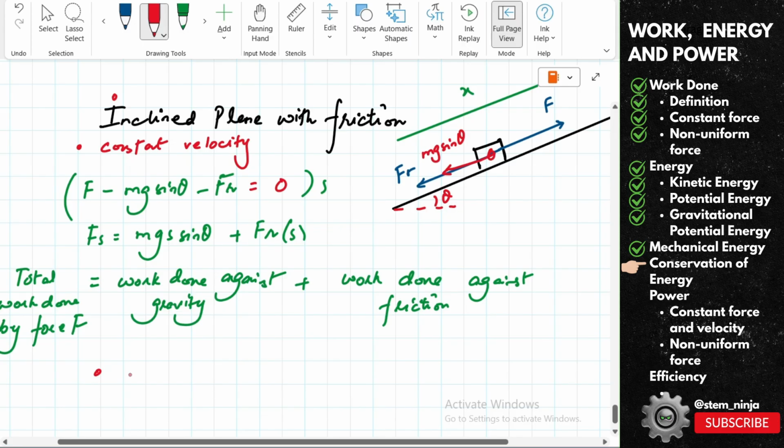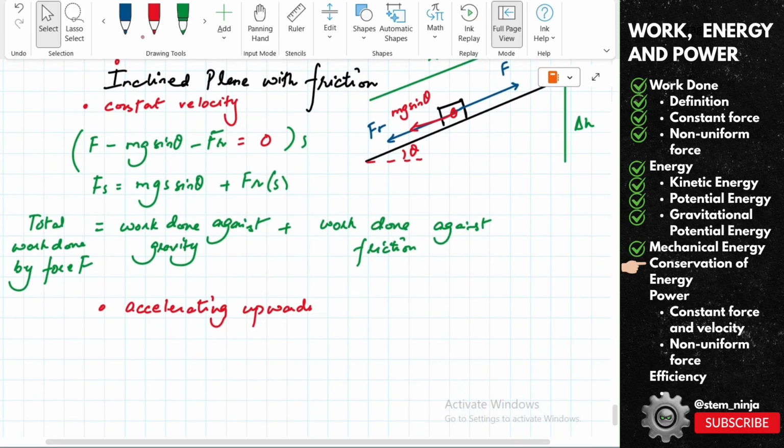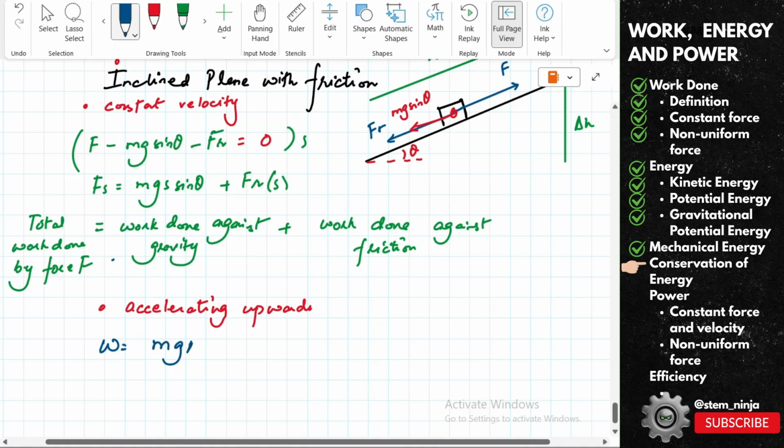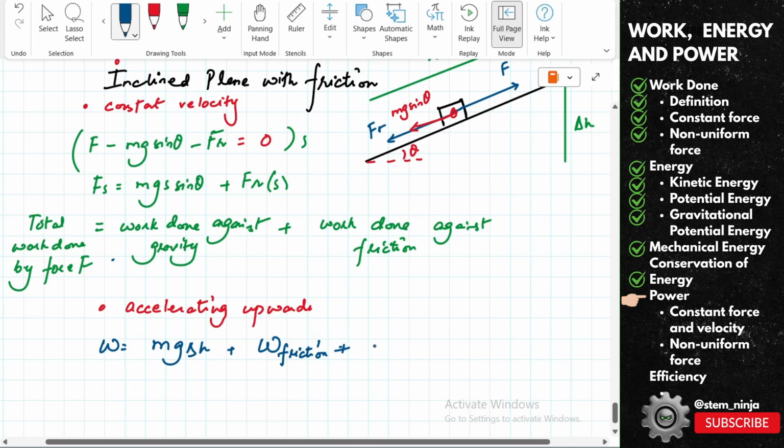But what if the body is accelerating upwards? If it's accelerating upwards, there's going to be a change in kinetic energy component also. So if we rewrite this entire thing, the work is going to involve work done against gravity, mg delta h, work done against friction, let's call it work friction, and the gain in kinetic energy, change in kinetic energy.